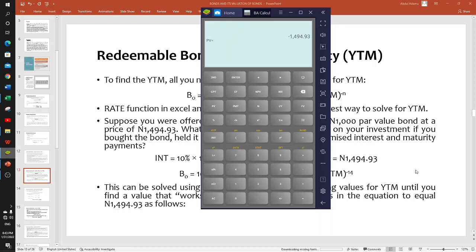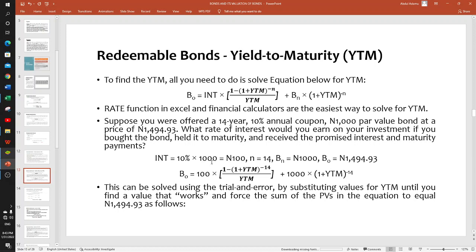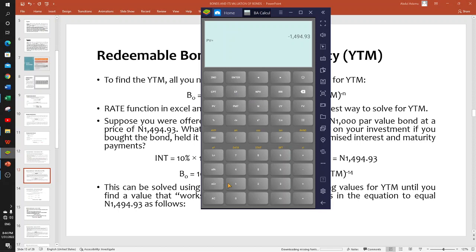Then our n is 14. Our face value is 1,000. Our interest is 100. So let me go back to my calculator. Our N is 14, that is N. Our FV, face value, is 1000. Our PMT is 100. That is PMT. We compute the rate.